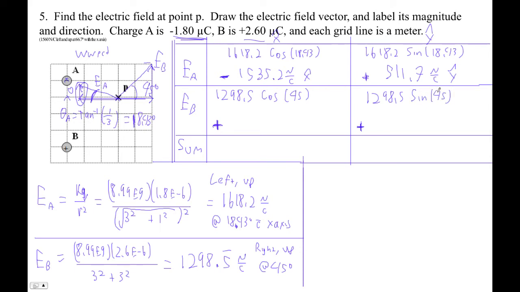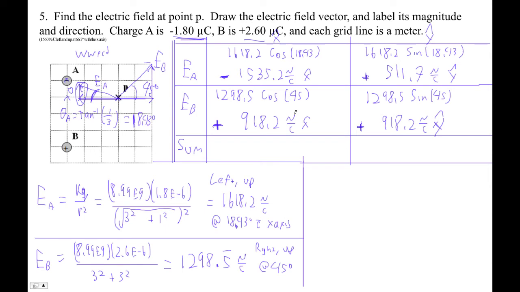Okay, so let's find that. Where's 1298? There it is. Boom, cos 45. And it's 918.2 newtons per coulomb in the x direction, right? And then, of course, this is the same thing, 918.2 newtons per coulomb in the y direction. Punchy. Okay, so there we go.